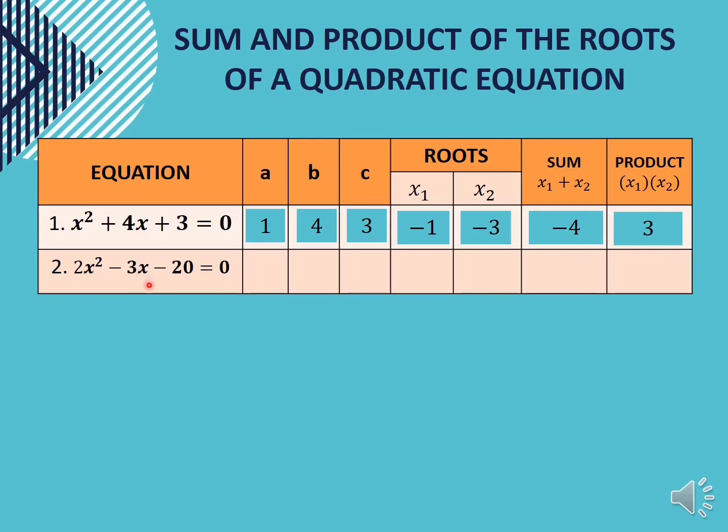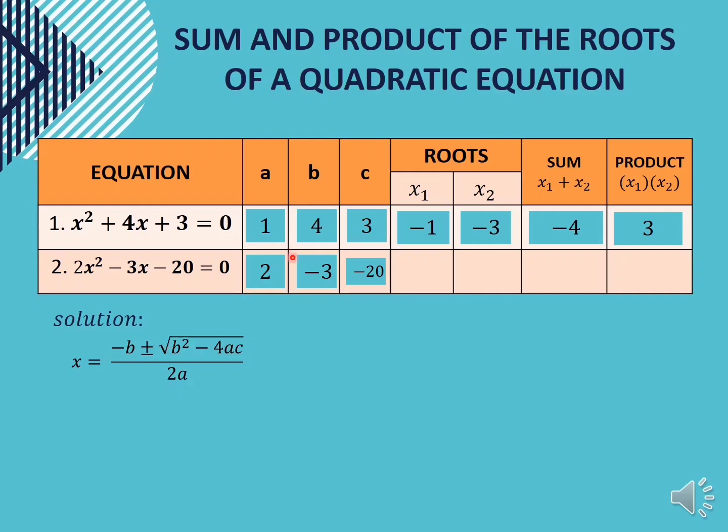Now, let us do this number 2. 2x squared minus 3x minus 20 is equal to 0. What is A? That is 2. What is B? Itong numerical ng linear term, that is negative 3. How about C? Okay, we have negative 20. So, the roots are, how will we solve for the roots? Okay, so kunin natin yung roots papaano. Okay, apply natin yung quadratic formula.